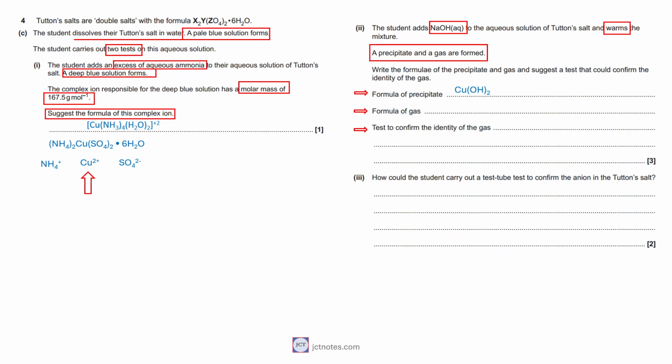The ammonium ions also react with sodium hydroxide. Upon warming, ammonia gas is released. Therefore, the gas formed is NH3. To confirm the identity of the gas, hold damp red litmus paper in the fumes. Ammonia is alkaline, so it will turn the damp red litmus paper blue.